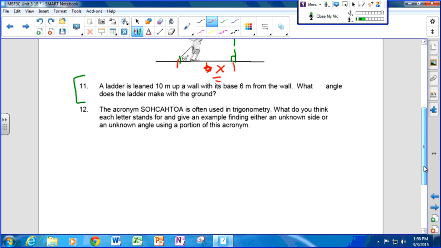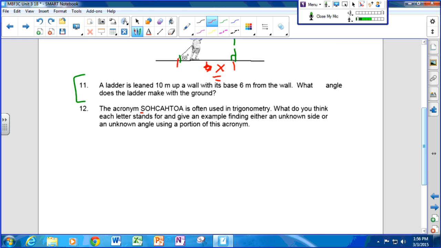Okay, now look, here's question 12. Don't skip over this question. It's probably worth 2 marks. Don't skip over it. SOHCAHTOA. SOHCAHTOA helps you. It's a memory aid. Helps you do the trig ratios. SOH: sine is opposite over hypotenuse. CAH: cos is adjacent over hypotenuse. TOA: tangent is opposite over adjacent. Okay, and give an example of how you would use it. Just pick one of the questions from the support questions. Probably make it easier for yourself.